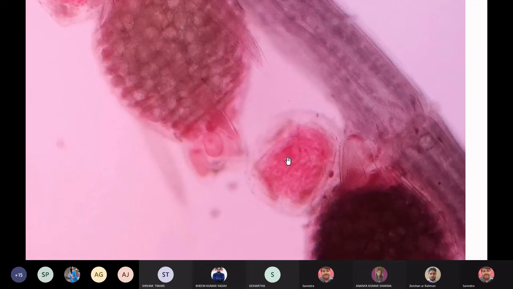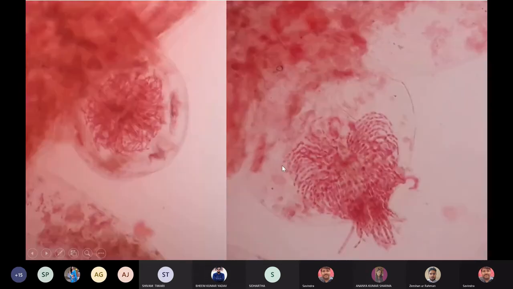Here antheridial filaments are clearly visible.